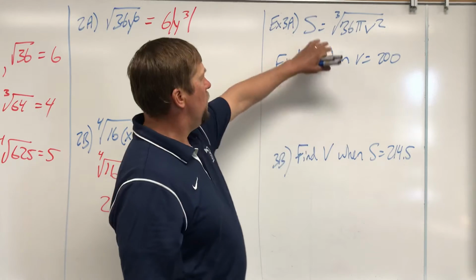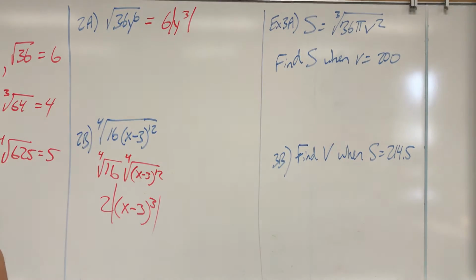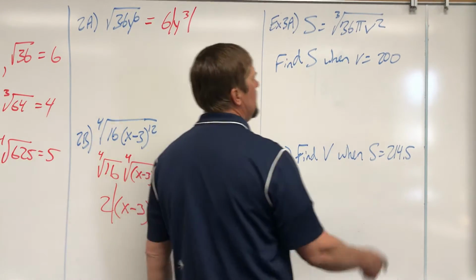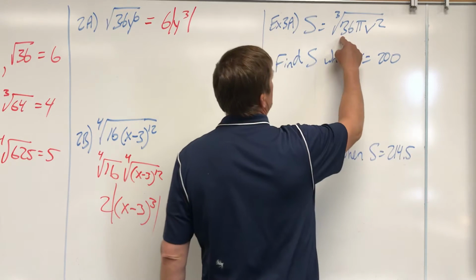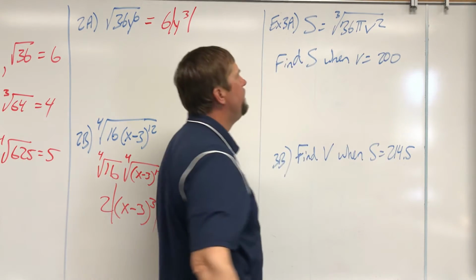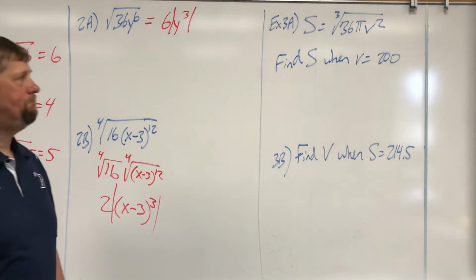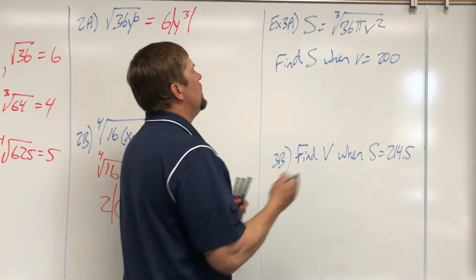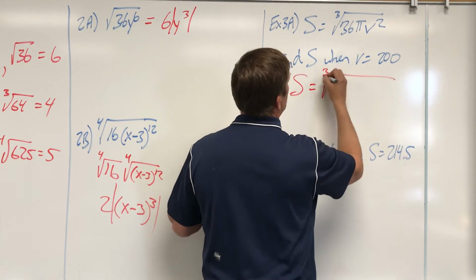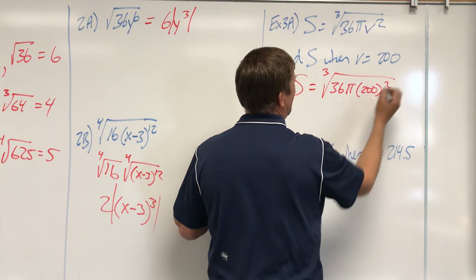3a gives you this formula. It says the surface area of, I can't remember now what that was. Let's see. They say in the book, it's the cube root of 36 pi v squared. Find the surface area when the volume is 200. Okay, so all you're doing is plugging in the 200. So the cube root of 36 pi times 200 squared.